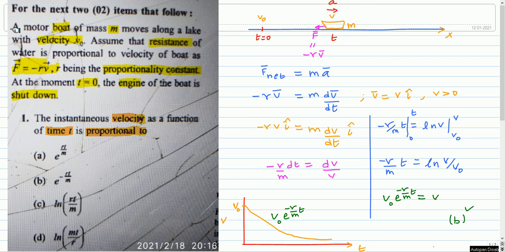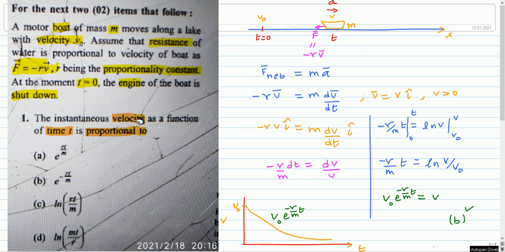The question is, a motorboat of mass m moves along a lake with velocity v0. Assume that the resistance of water is proportional to the velocity of the boat as F equal to minus R into V, R being the proportionality constant. At the moment t equal to 0, the engine of the boat is shut down.